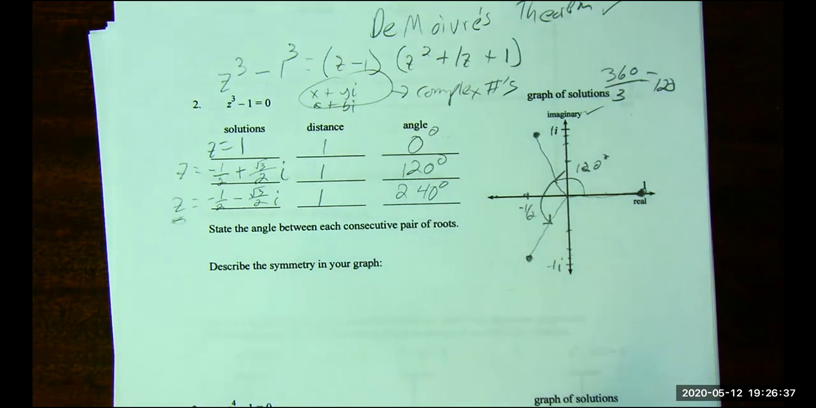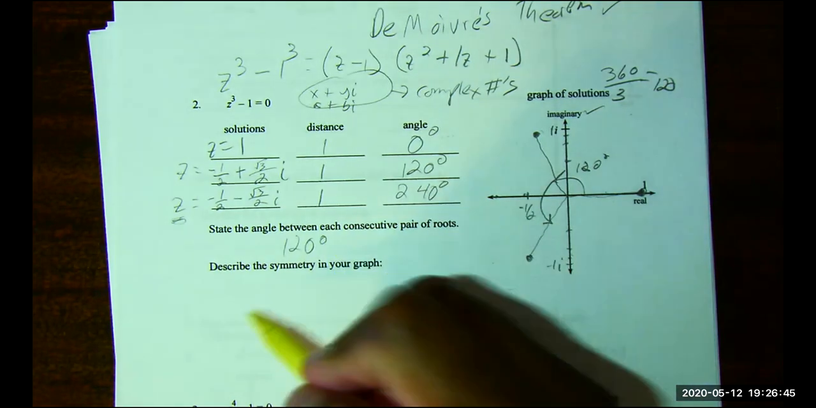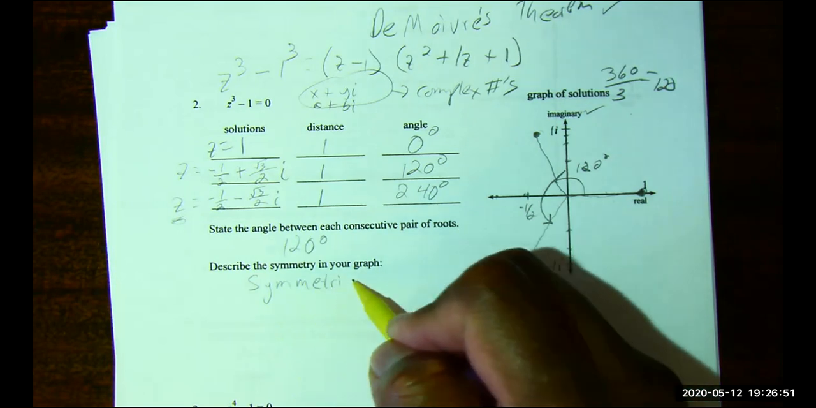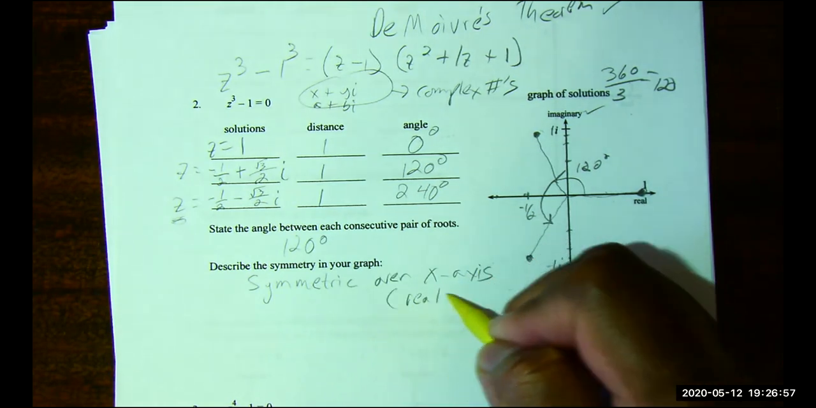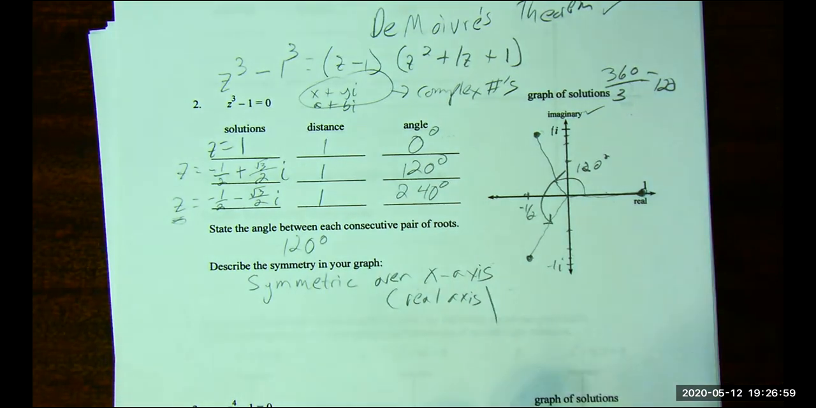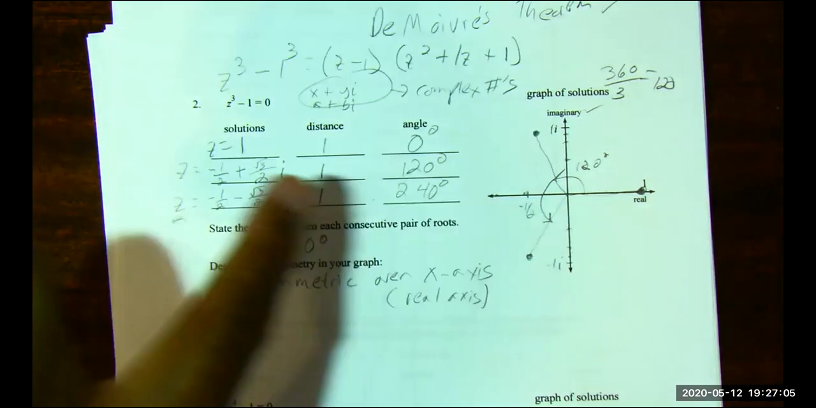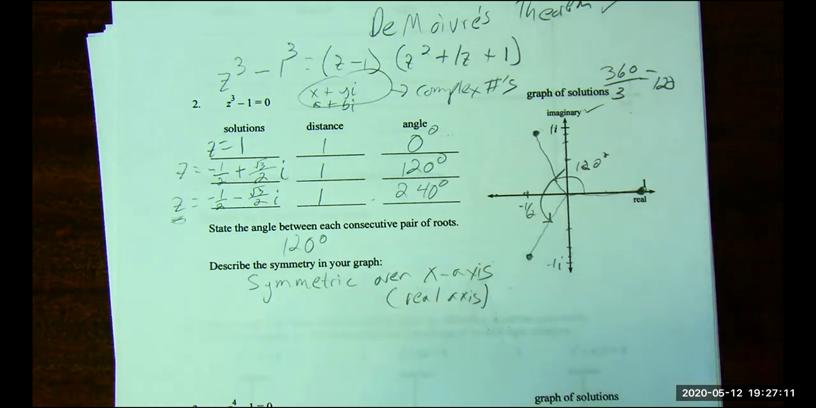And that's sort of the connectedness between what's going on. The angle between each consecutive pair of roots is 120 degrees, symmetric over the x-axis or the real axis. And this is the cool part of this, the theorem, is you can take polynomials, plot the coordinates by solving, and then see the interconnectedness of circles. Coming full circle, if you will. Forgive me. Okay. So let's move on to number 3.